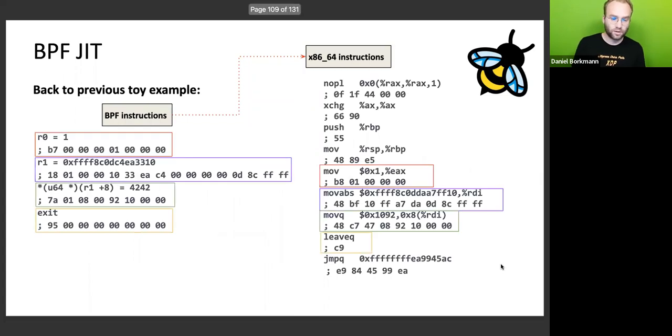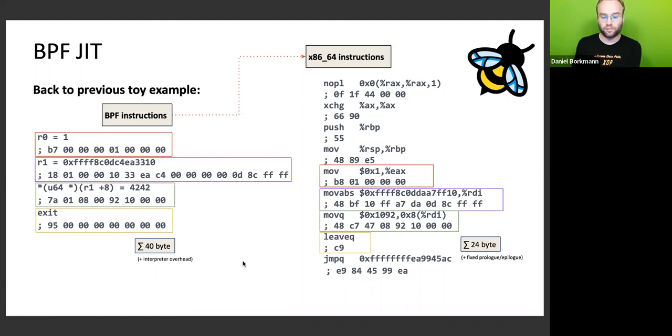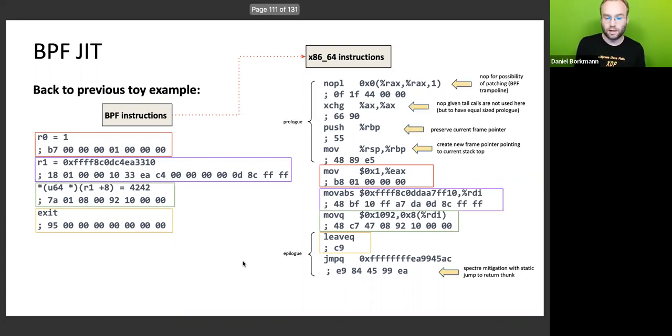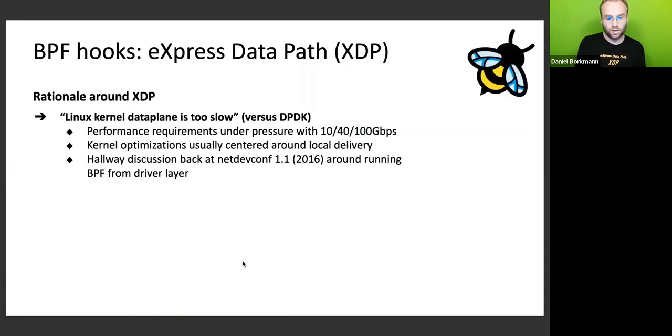How does it look? If you have this toy example again, with this global data here, BPF instructions on the left side get converted to x86 instructions. I colored them with the same color. What you can see here is that we converted 40 bytes of BPF instructions into just 24 bytes of native opcode. And then you also have to consider that if the BPF instructions were interpreted, that's another big overhead, right? In this case, it's executed directly. There are also the prolog and epilogue, which contain a couple of things like setting up the frame pointer and so on. So now we covered all the phases, and the last one is the BPF hooks.